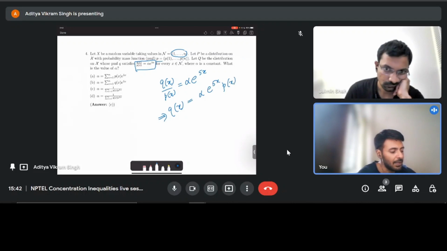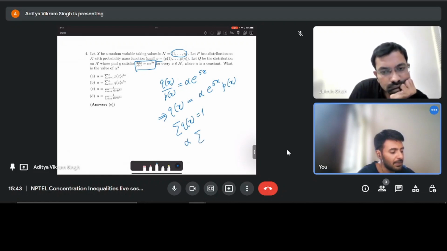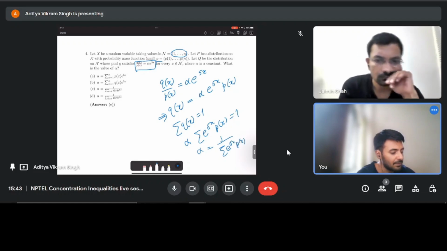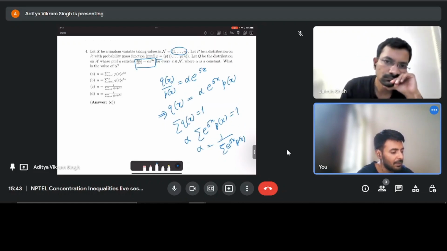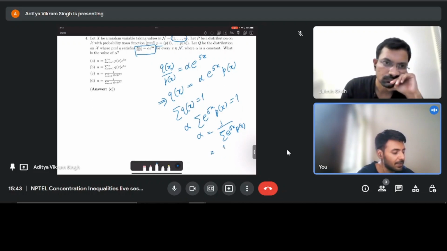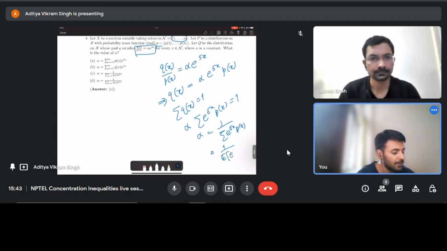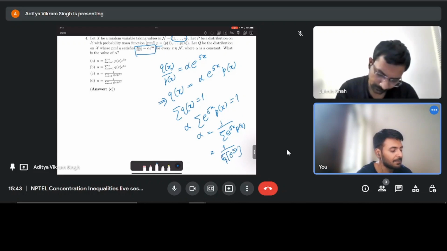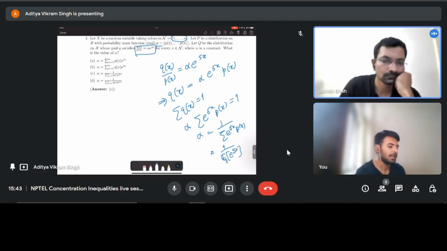Okay, and this should hold, the sum of Qx should be equal to 1. So basically the sum of alpha e power 5x Px should be equal to 1. And so alpha is just 1 over the sum of e power 5x Px, which is basically just the expected value of e power 5x with respect to P. Okay, so this defines a new distribution.